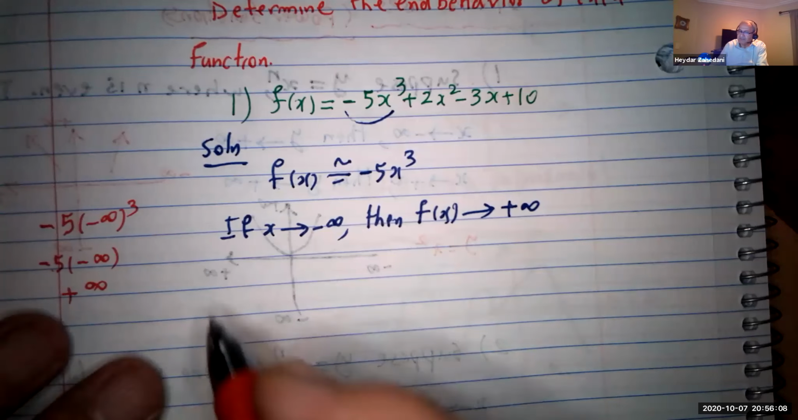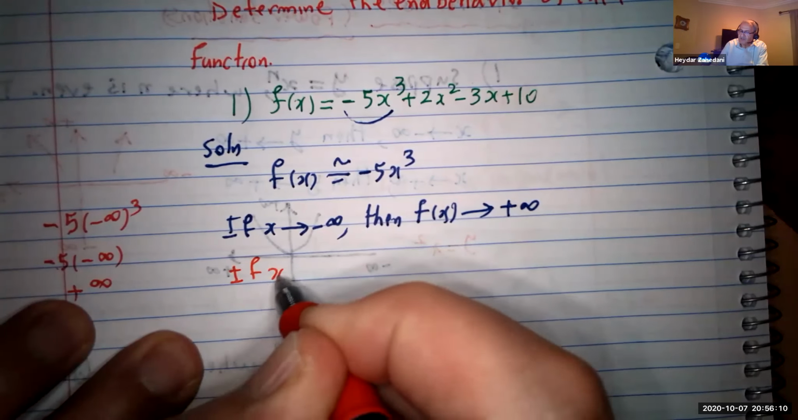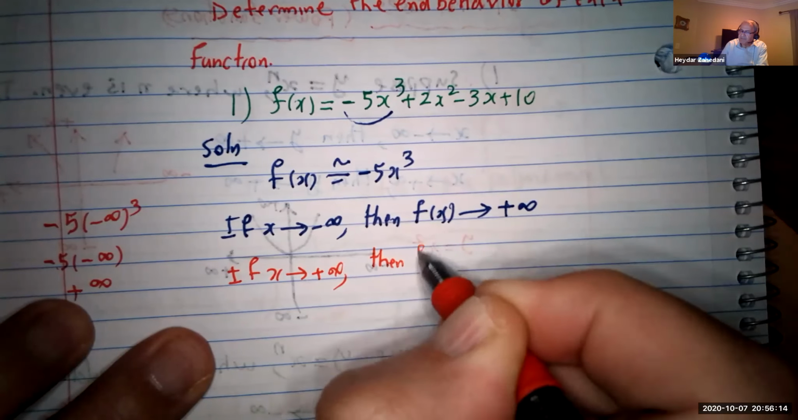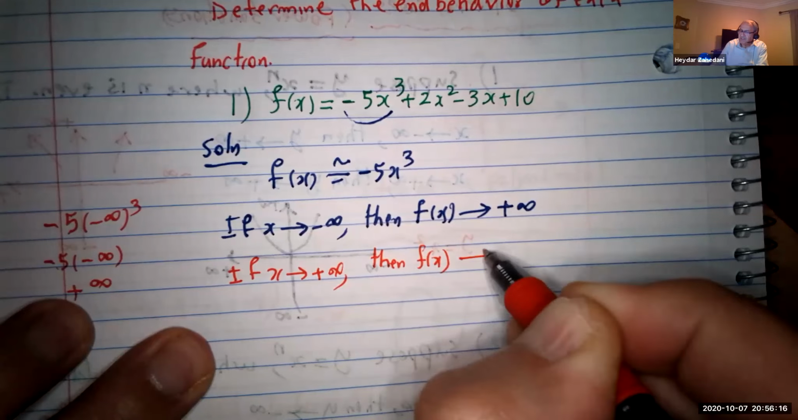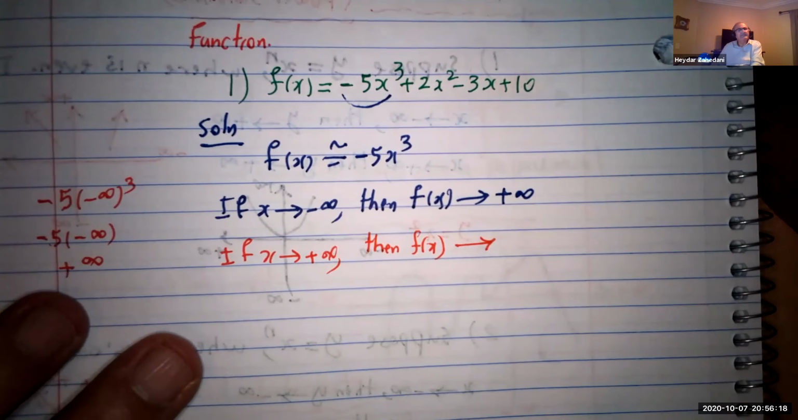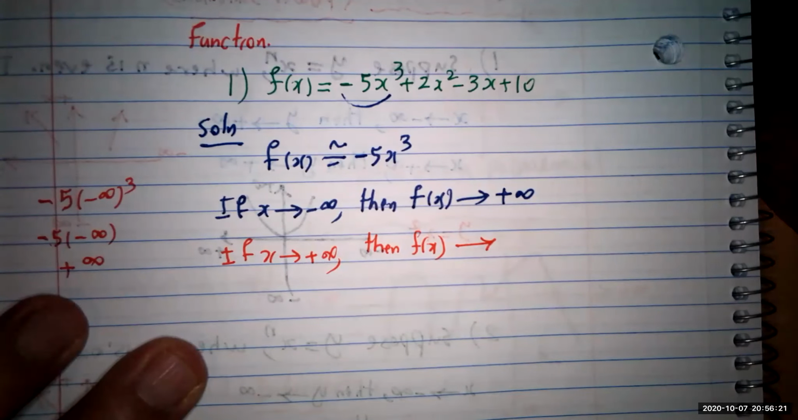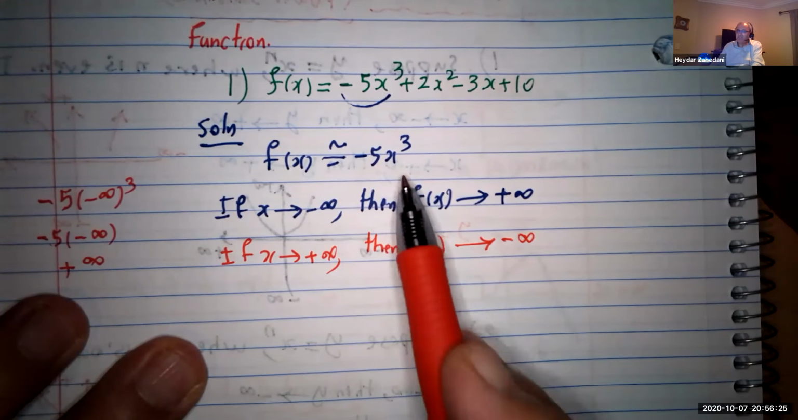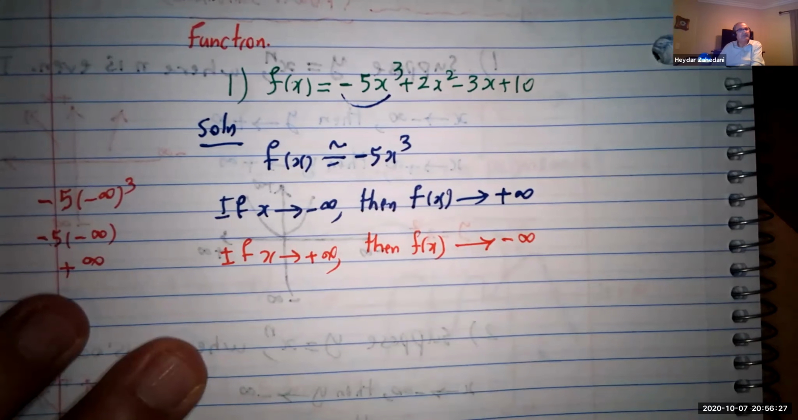How about the other one? If x goes to positive infinity, what would happen to the function now? Which one is it? Positive infinity or negative infinity? Negative infinity. It is negative infinity, because positive to the third is positive, but there's a negative here.